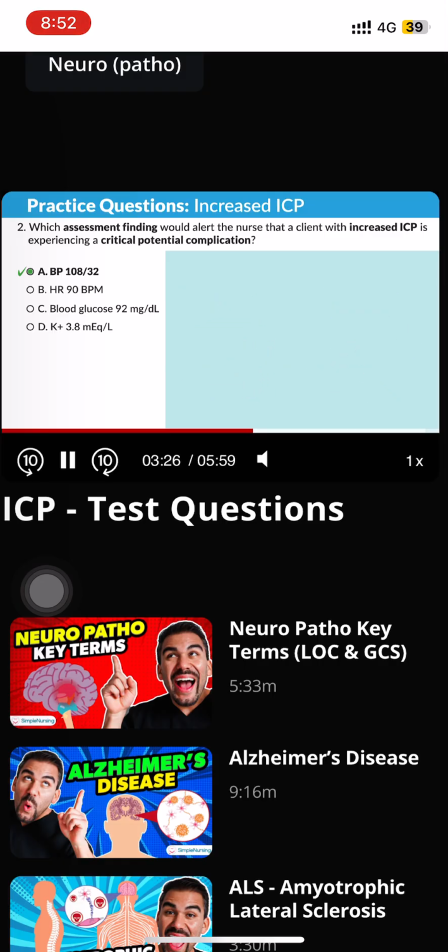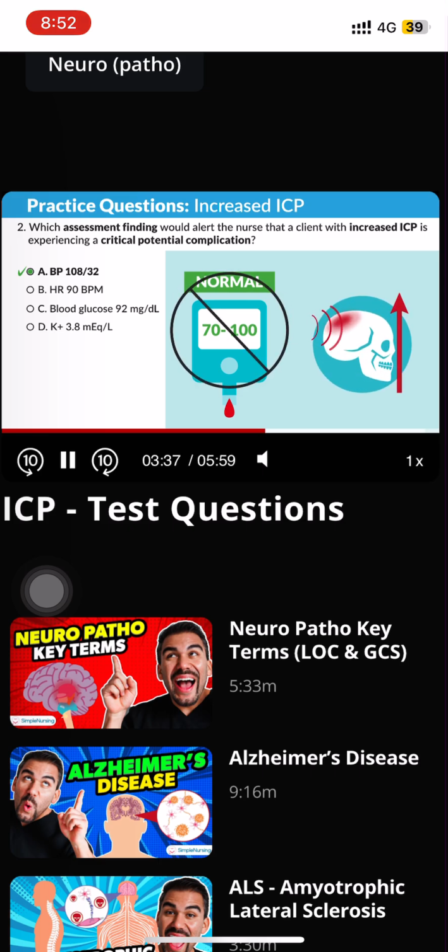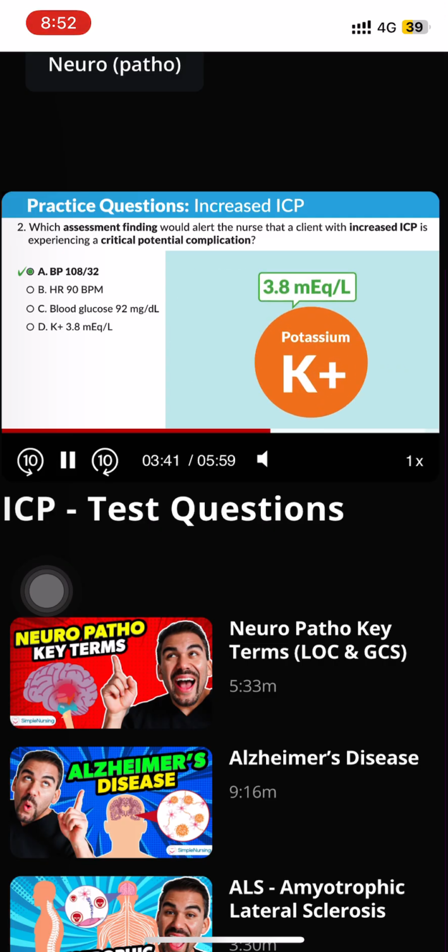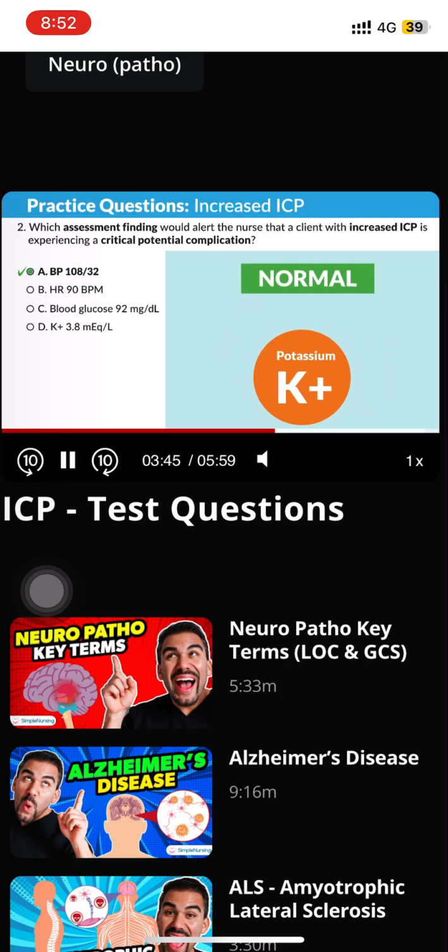Now options C and D are both incorrect because a blood glucose of 92 is technically in normal range, between 70 and 110. But glucose is not a main indicator of increased ICP. And option D, a potassium of 3.8. So no, this is incorrect because normal potassium is 3.5 to 5.0. Just like glucose, potassium does not play a main factor in influencing ICP.